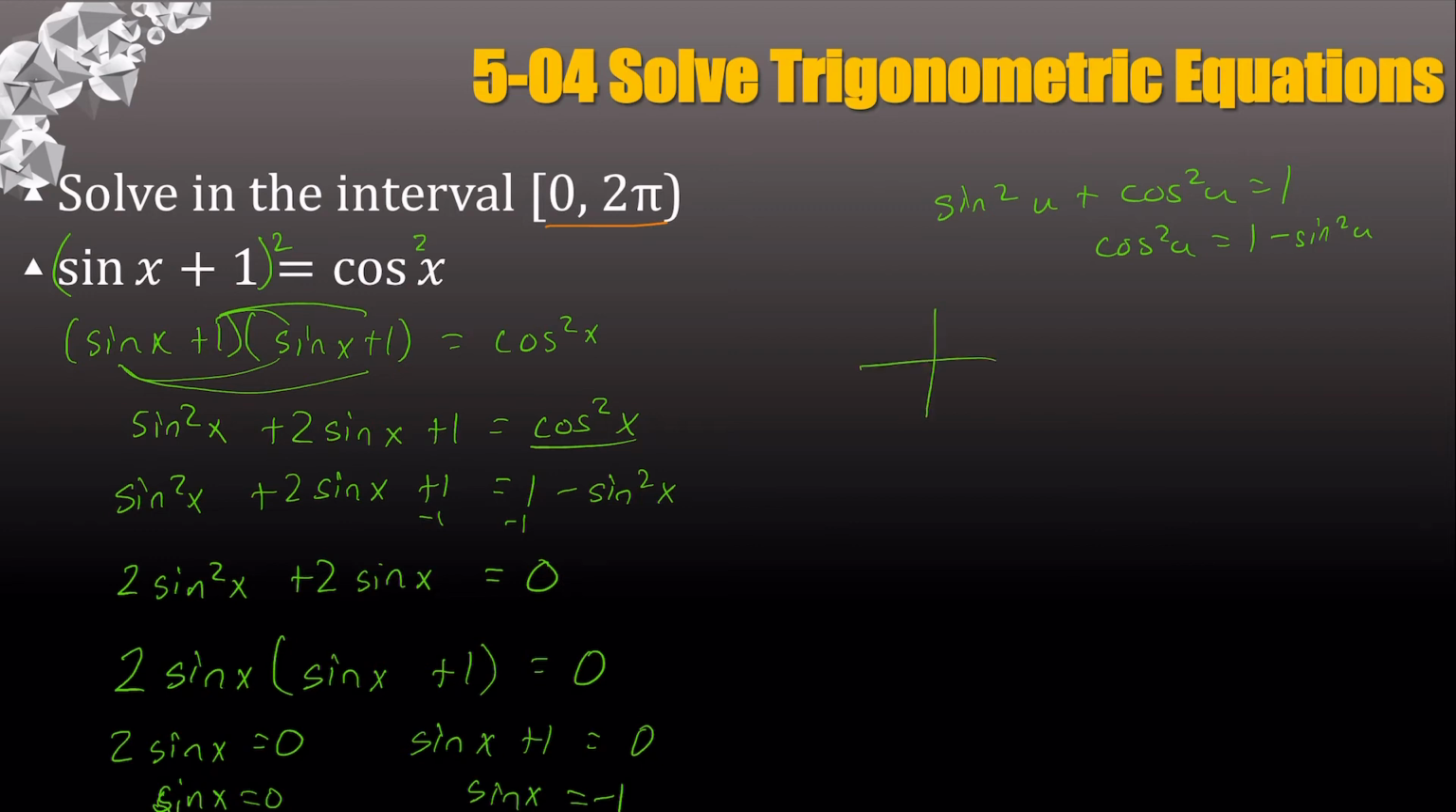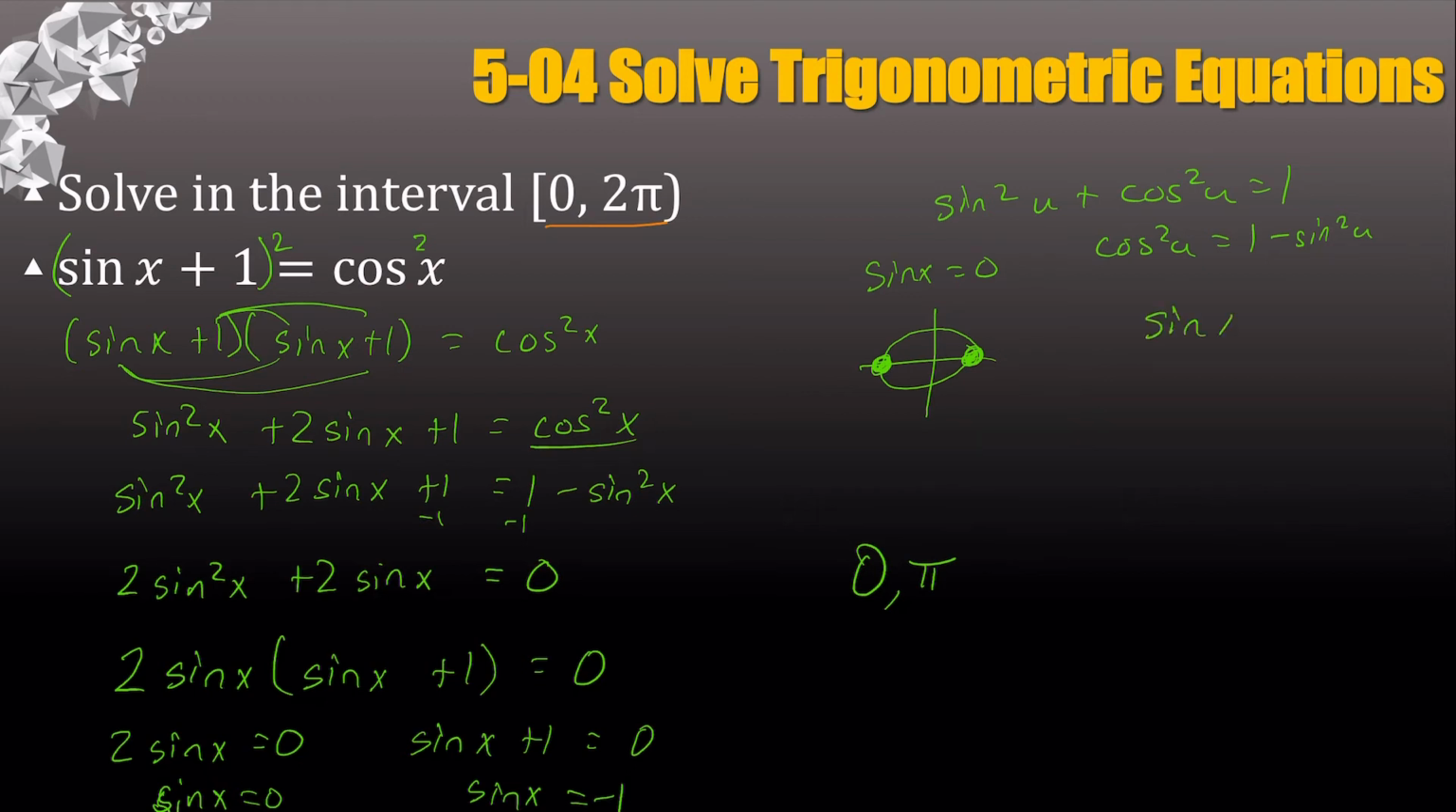Let's start with the 0. Where does sine of x equal 0? Well, it's the y value, so it's there and there. So that would be 0 and pi. And remember, we're not doing plus pi n or anything because I just want a list of all the answers between 0 and 2 pi.